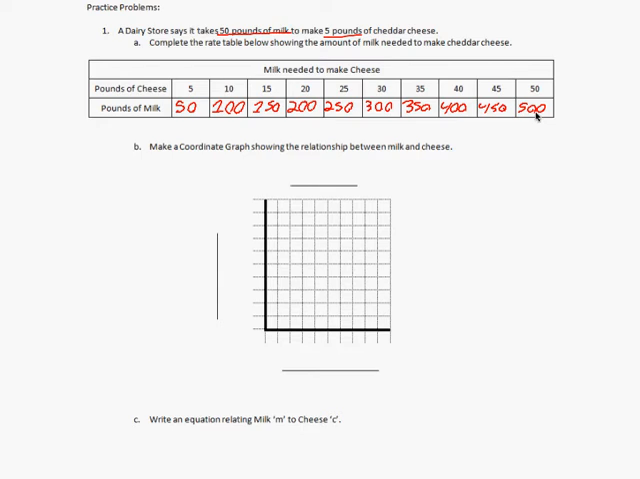I'm going to make a coordinate graph below showing the relationship between milk and cheese. So I'm going to title it the same thing as the table, milk needed to make cheese. Now we're going to write an equation relating milk M. Oh, sorry, we still have the graph. I skipped ahead. So on the bottom, we're going to have cheese. On the side, we're going to have milk.